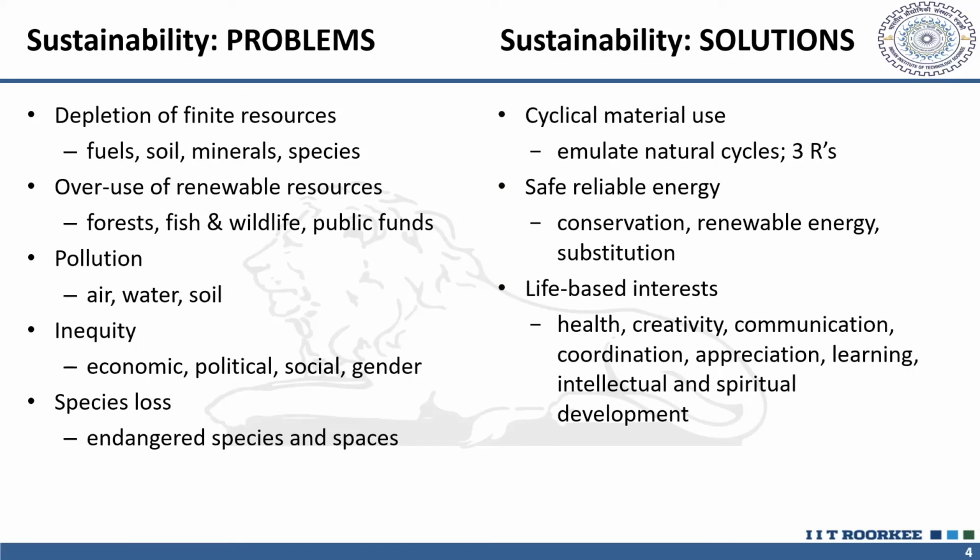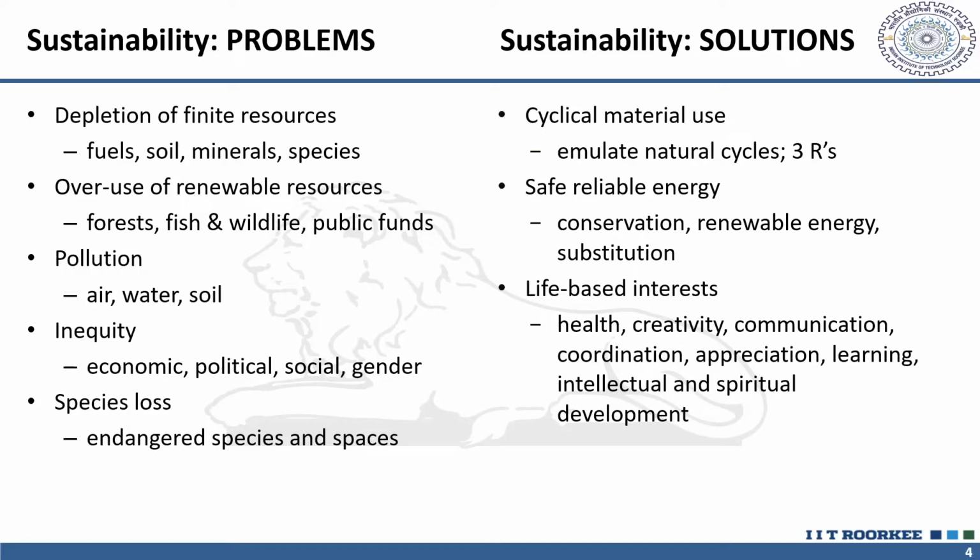Now moving towards the problems and the solutions of sustainability. When we talk about problems, the major problems are the depletion of finite resources, because there is an overuse of non-renewable resources. Apart from this, there is pollution of all the spheres, whether it is air, water or soil. Then there are different kinds of inequities and species loss, which basically corresponds to the environmental component of sustainability.